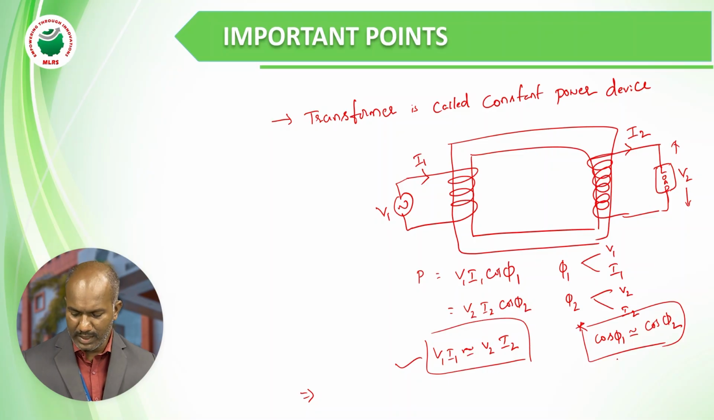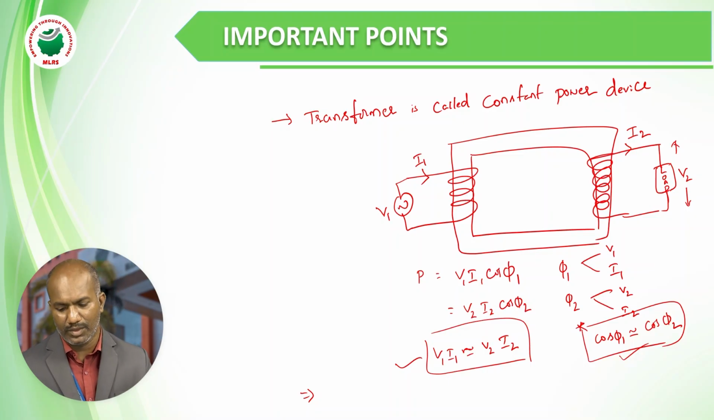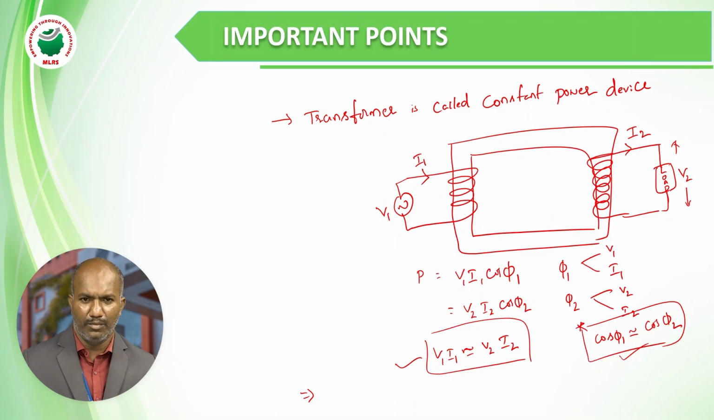And one more point is, if we approximate cos phi1 equal to cos phi2, that is V1 I1 equal to V2 I2, it just transfers energy from one circuit to another circuit. Some losses are there, but they are very small. And one more important point is, a transformer is called a constant frequency device.